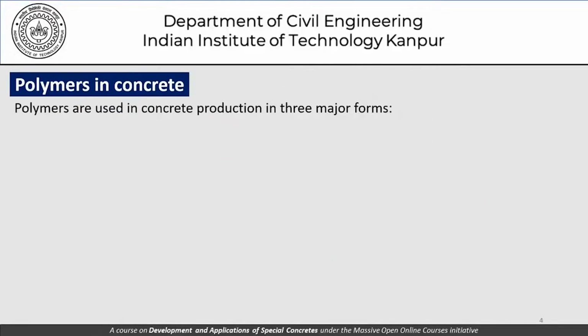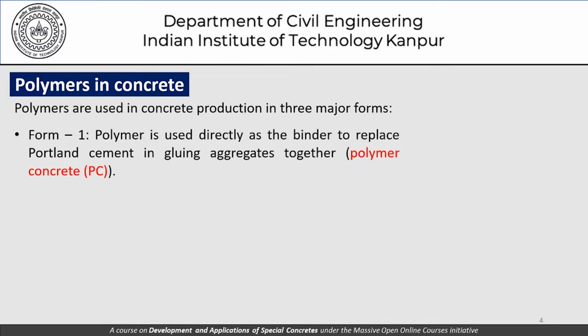Polymers in concrete have three major forms that we talk about these days. One is polymers used directly as a binder to replace Portland cement in gluing the aggregates together, and that is what we get, polymer concrete. So polymer concrete is one where the polymers have completely replaced the Portland cement as a binder, and they provide the binder for the aggregates.